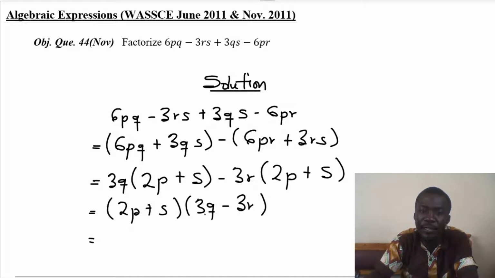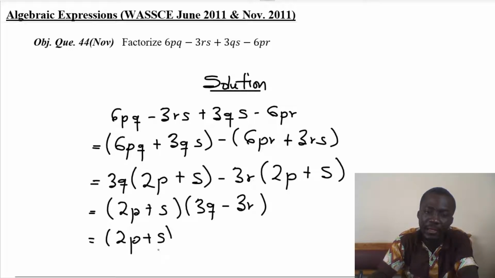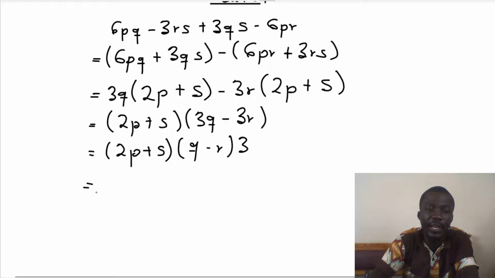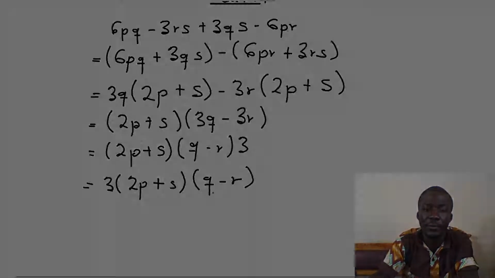Then when we look at the second bracket, 3 is common, so we can factor 3 out there. So we get something like 2p plus s, then q minus r, then we factor the 3 out. So finally, our answer, we can write the answer as 3 into bracket 2p plus s, then q minus r.